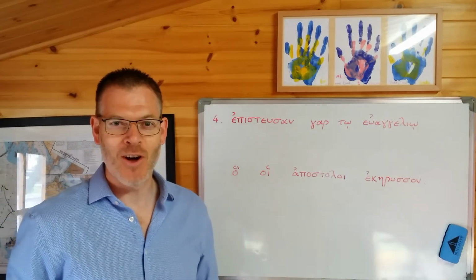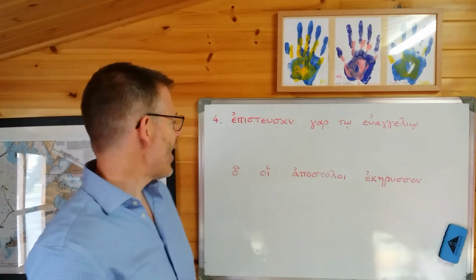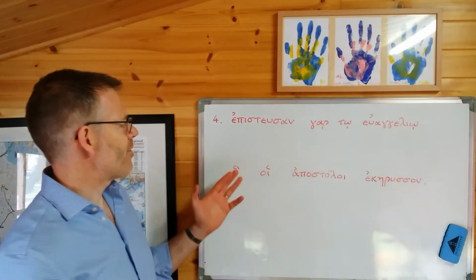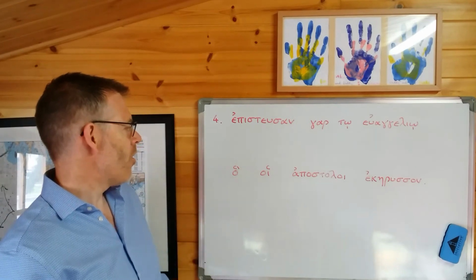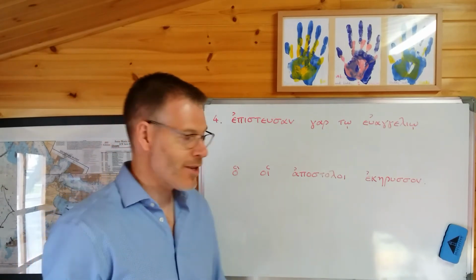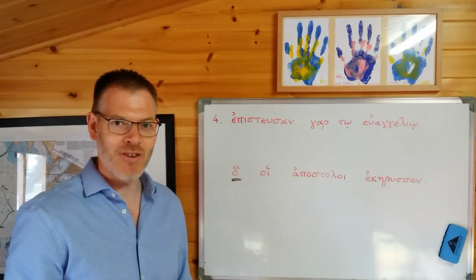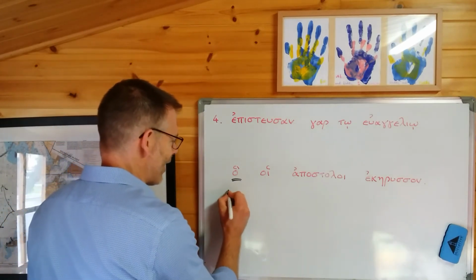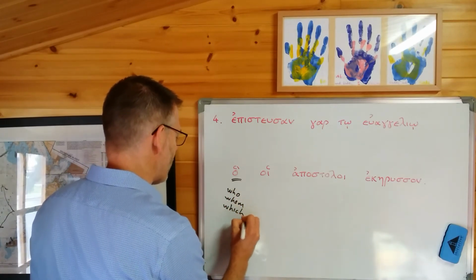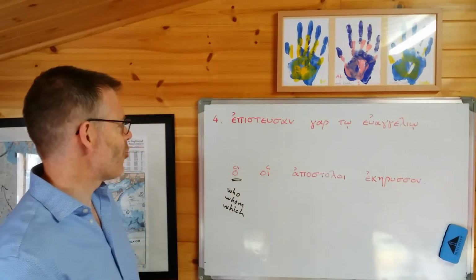Okay, one more example of Greek into English. Here goes. Epistiousan gar to euangelio ho hoi apostoloi ekeruson. Okay, as usual, what do you do? You bump into a relative pronoun, and especially at this stage when you're getting to grips with relative pronouns, you just underline it like that and write who, whom, which, like that. And then we go through and translate the rest of the sentence in the usual way.